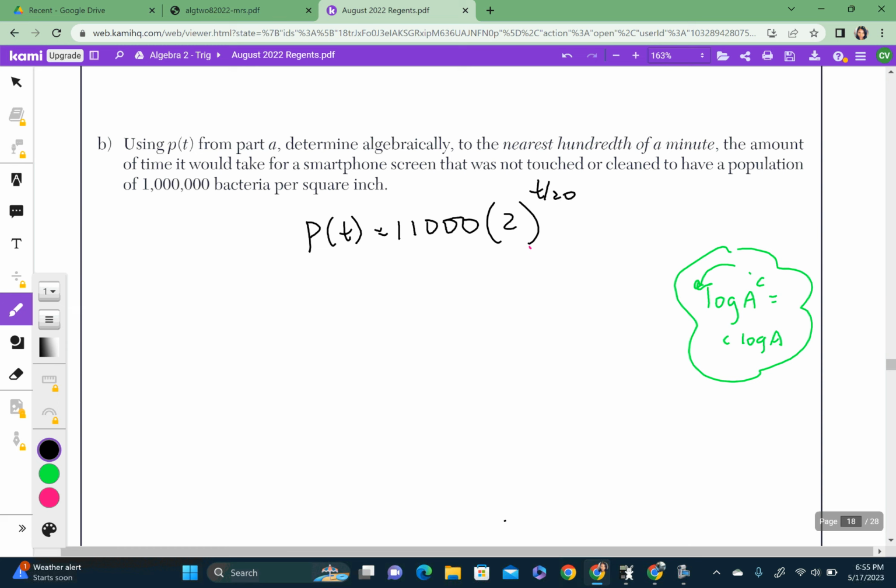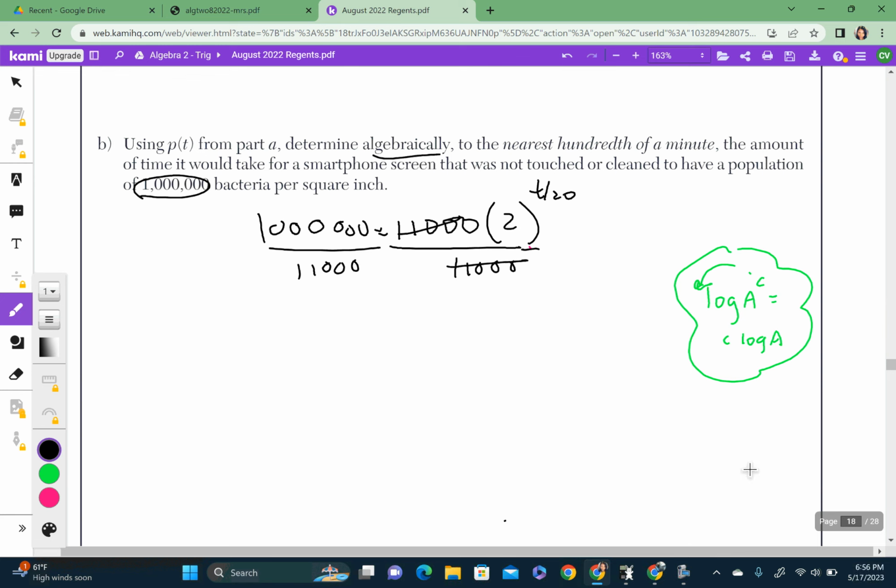So now they're telling us that instead of P of T, they want us to substitute in 1 million. So 1 with 6 zeros, okay, is what we're putting in for P of T. And now we have to solve this algebraically. So you could y1, y2 and see what the T is, but that would not give you full credit. That would still give you 3 out of the 4, but let's try to get all of them, okay? All right, so now we got to get this 11,000 over to the other side. So divide both sides by 11,000.